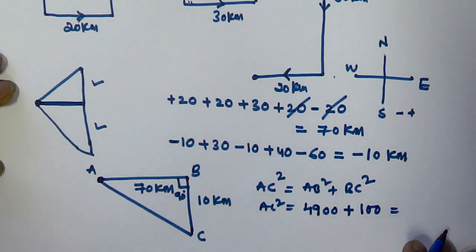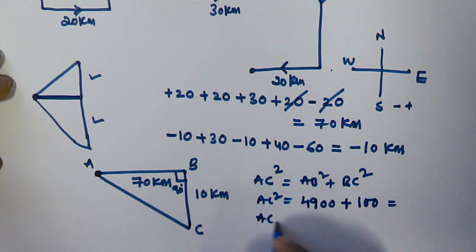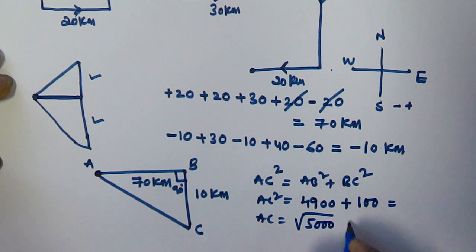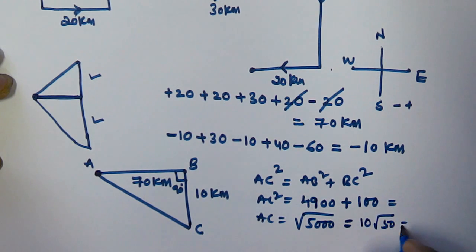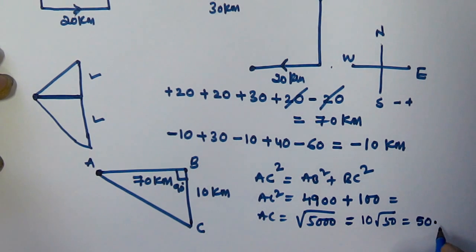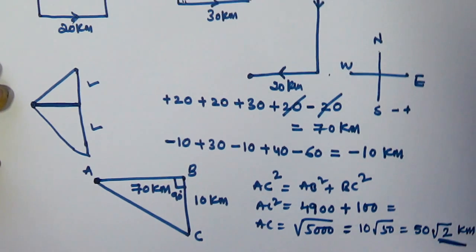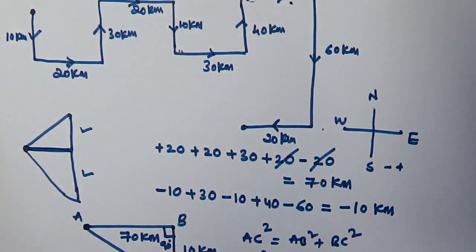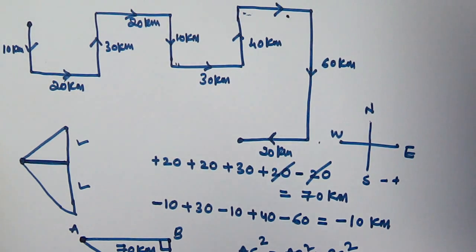Then AC is equal to the square root of 5000. If you take 100 outside, it is going to be 10 root 50. The 50 can be written as 25 into 2. If you take 25 outside, that becomes 5. So 10 into 5, 50 root 2 kilometers. So how far is the person from the starting point? He is 50 root 2 kilometers away from the starting point.